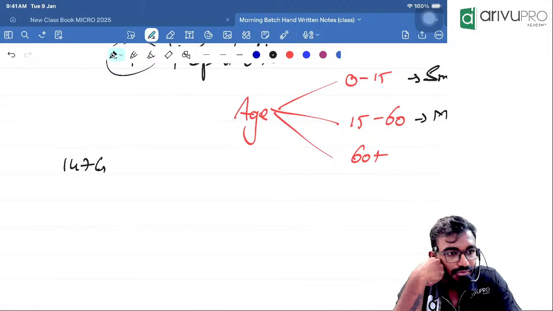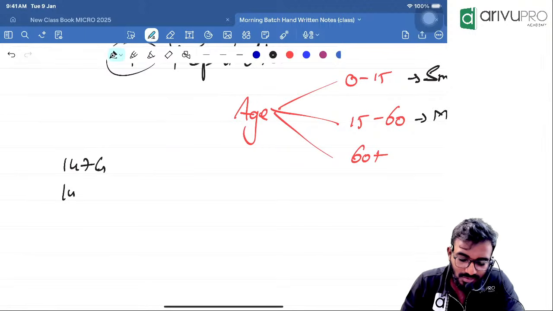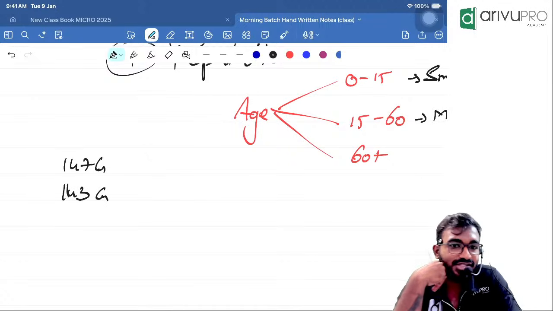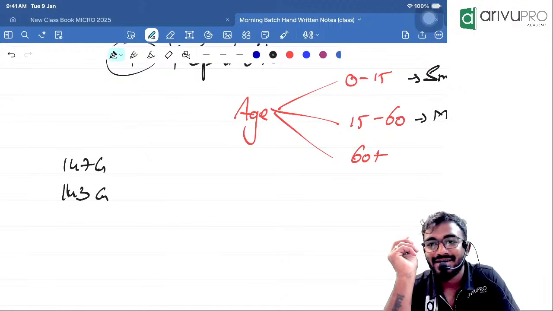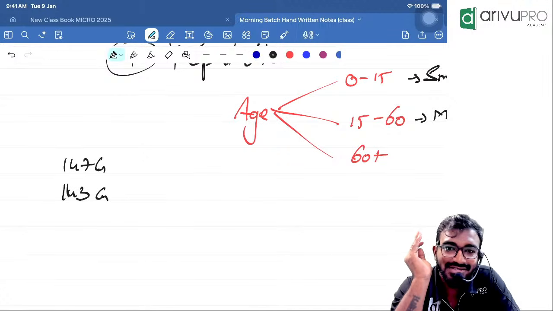1.4 billion. 147 crore. Do you know what the population of China is? I think 140, 143, roughly around this. Do you know what the third highest populated country on earth is? Sir, we know the winner and runner-up. We don't know about the consolation prize and all. Third highest populated country, any guess?